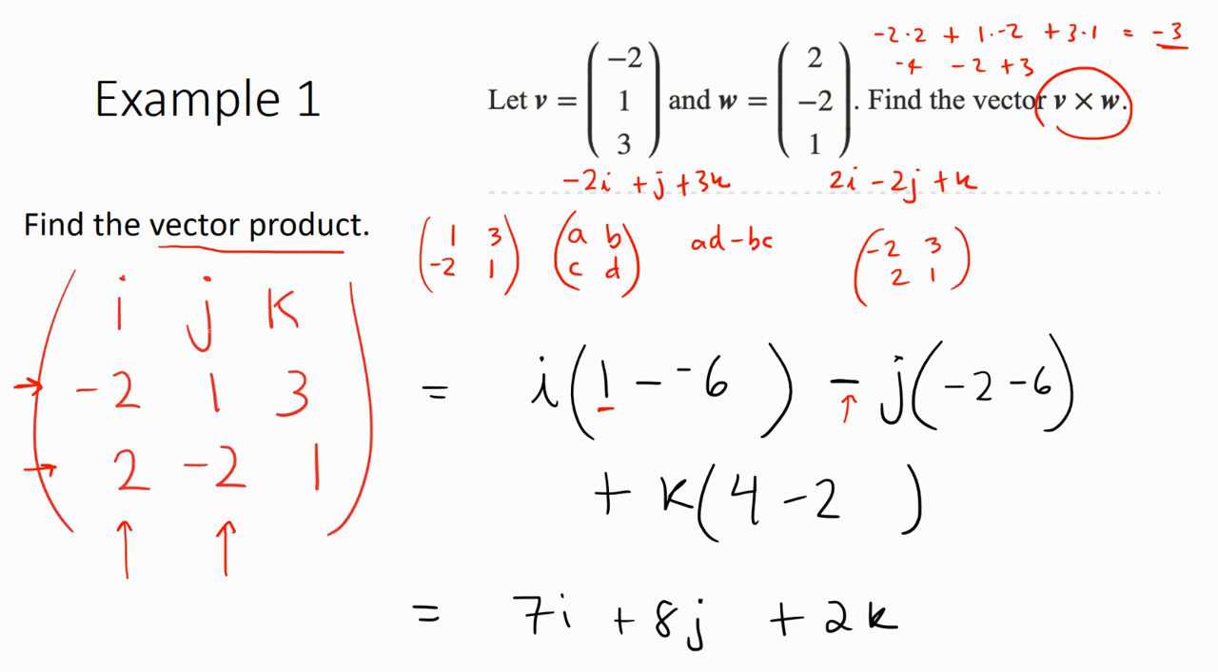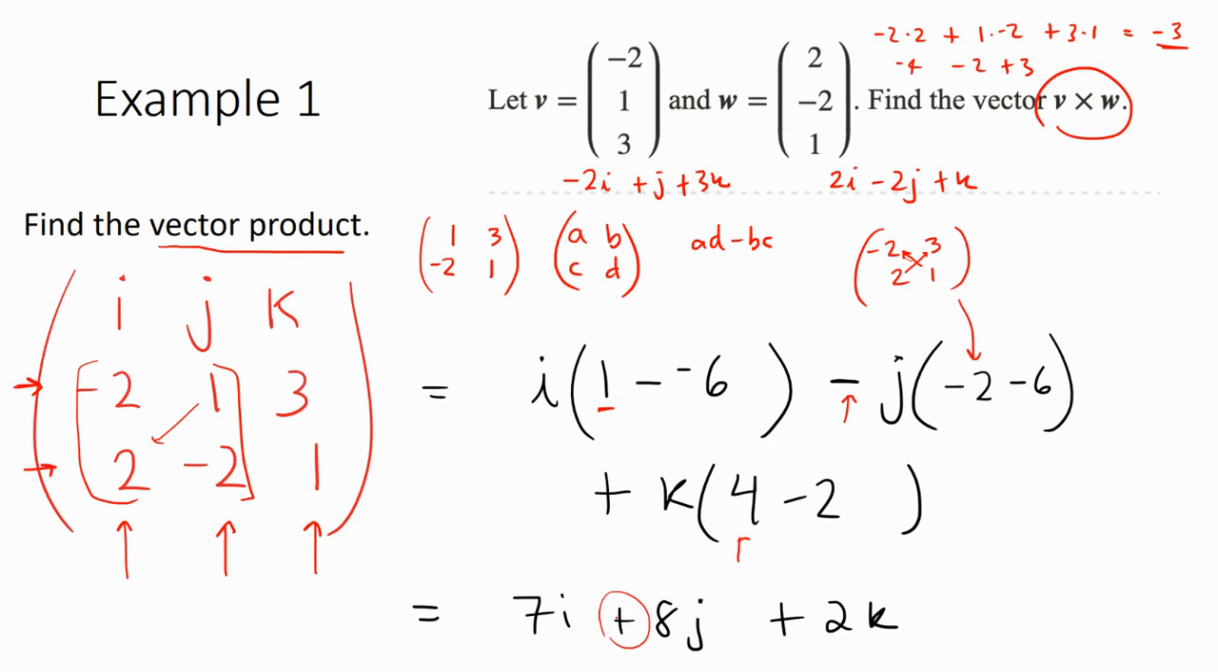So if I remove the j column, I have a 2x2 matrix. That's why I'm doing -2 times 1, and then minus 2 times 3, which is -6. Then we cross out the k component, and we're left with this 2x2 matrix right here. So we get -2 times -2 is 4, and then minus 2. All together we have 1 minus -6 is 7i, minus -8j, so that makes it plus 8j, and then plus 2k. That would be the vector product.